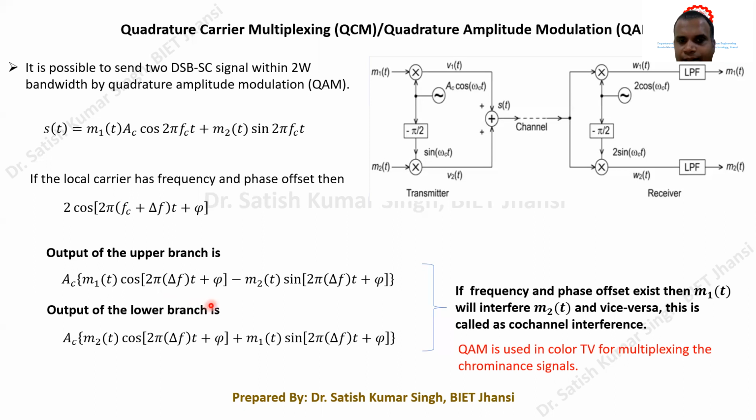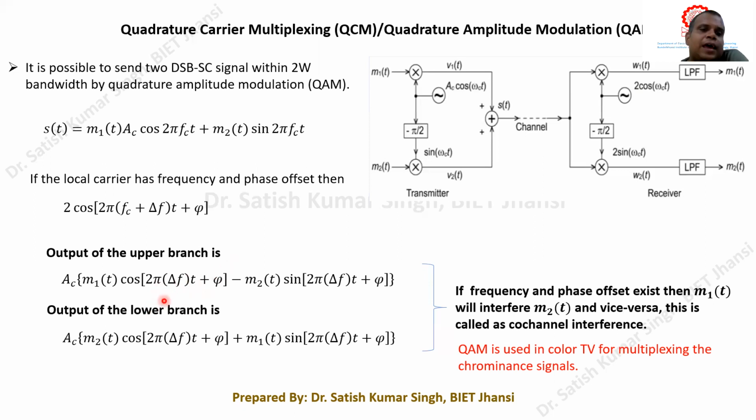Once you get this output, the observation we have to make from this equation is that m1(t) is being multiplied with cos(2πΔft + φ), and m2(t) is multiplied with sin(2πΔft + φ). Suppose we take the case where Δf and φ are equal to 0, in which the carrier that we are using at the receiver end is perfectly synchronized with the carrier at the transmitter end. Then Δf and φ will be equal to 0.